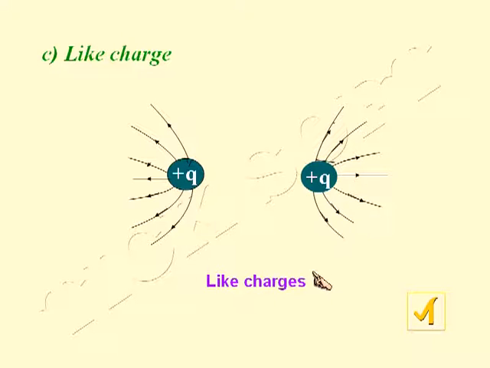Like charges produce lines of force starting from plus Q, but they cannot reach plus Q again, so they are repelled. So we can see the direction of the lines of force moving not towards another charge, but they are repelled from the other charge.